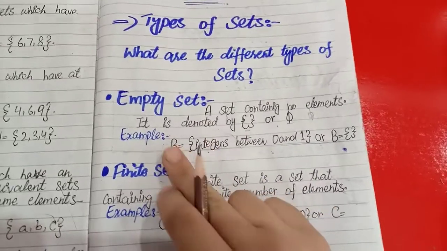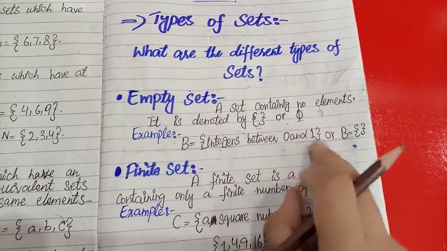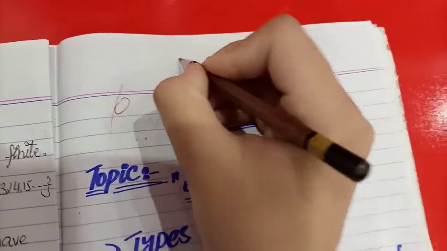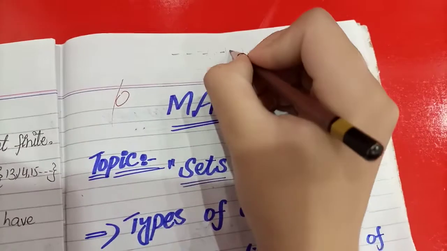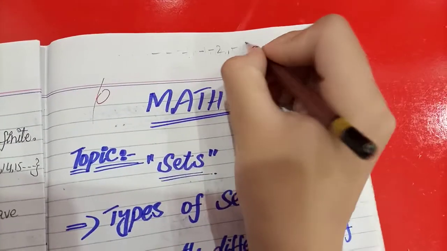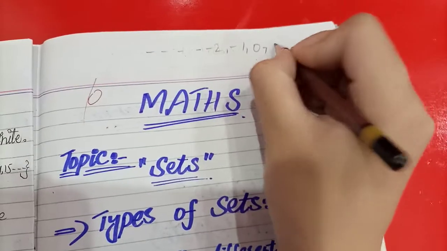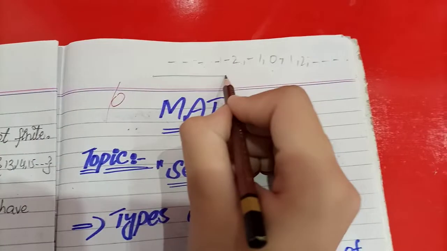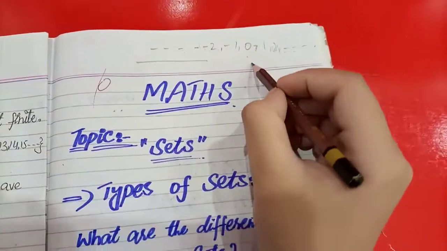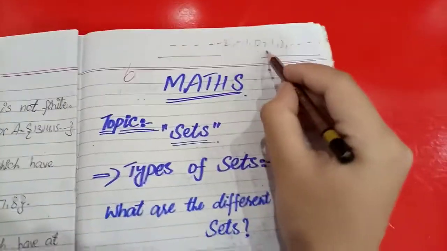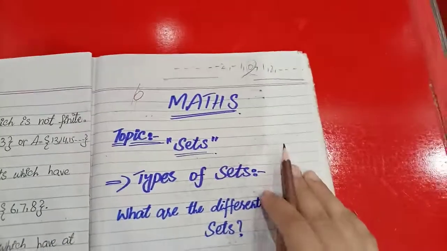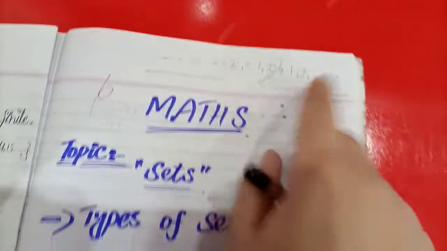For example, B is equal to the integers between 0 and 1, or B is equal to empty brackets. First of all, we need to understand what integers are. Going backward, -2, -1, 0, and then 0, 1, 2, and so on are our integers, infinite numbers in the negative direction and infinite numbers in the positive direction. 0 is neither negative nor positive. So this is our integers.